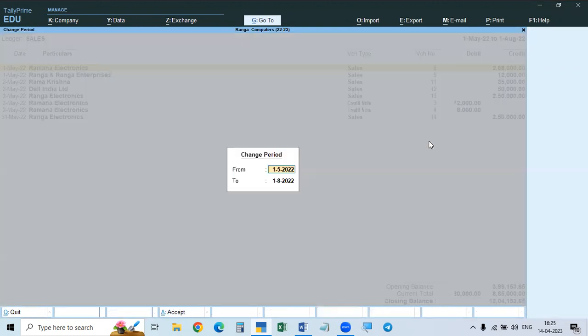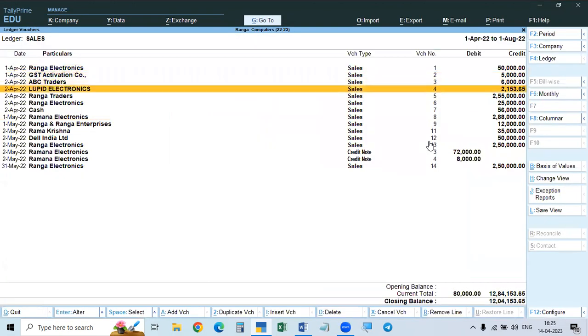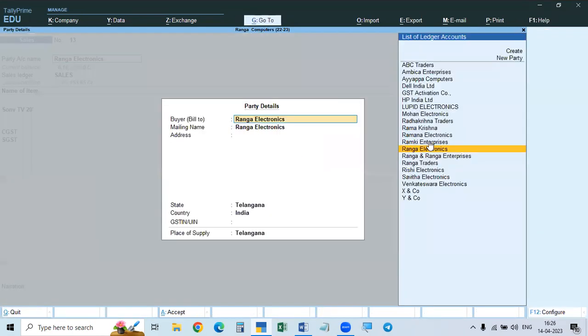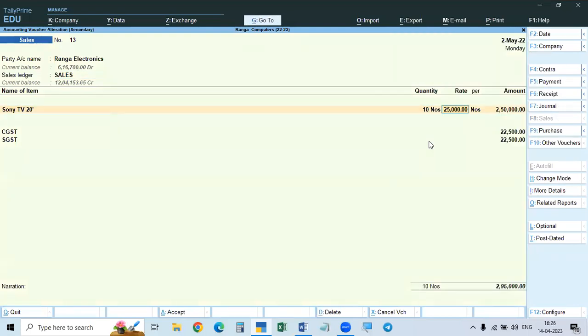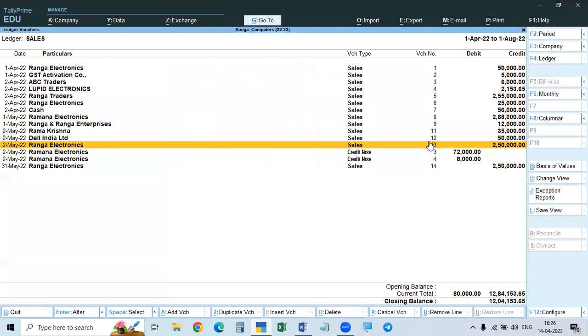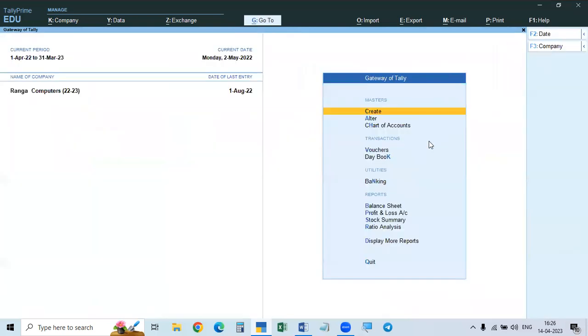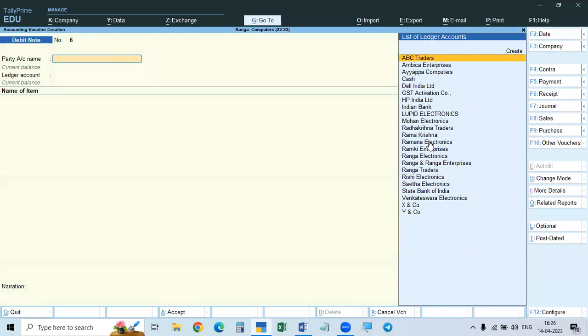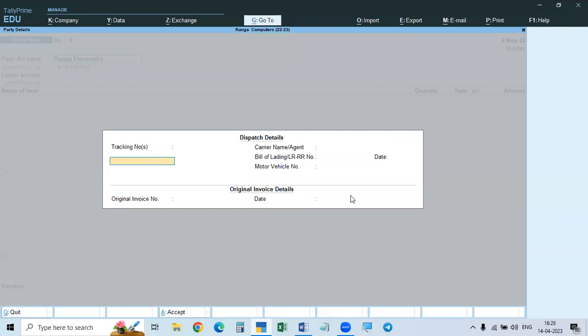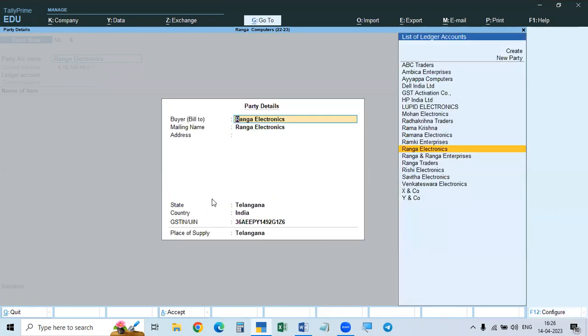Sales only. Here, you go on 13. Number 13, it is 13 only. Yes, 13. Okay. Now we are issuing debit note, voucher, Alt F5, 2nd May, Ranga Electronics. So the original number is 13, and the date is 25. And save it.